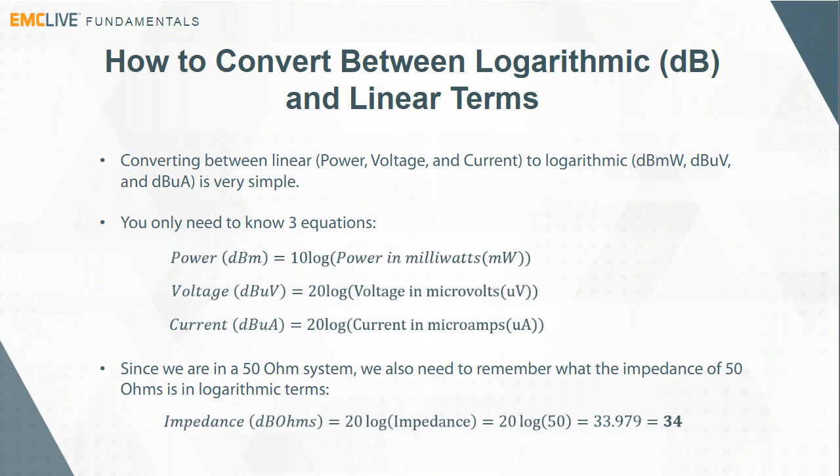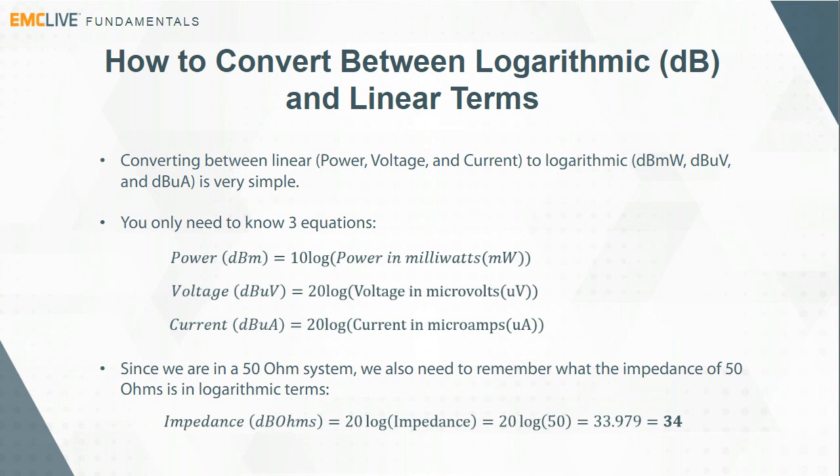So we understand why we use decibels. Now we need to know how to convert between some of our decibel numbers. And it's very simple: converting between linear numbers, so power, voltage, current, to logarithmic numbers: dBm, or dBmW, dBm is short for dBmW, dB microvolts, and dB microamps. If you're walking into a laboratory for the first time, the most common units you're going to see are dBm, dB microvolts, and dB microamps. There are only 3 equations that you really need to know.